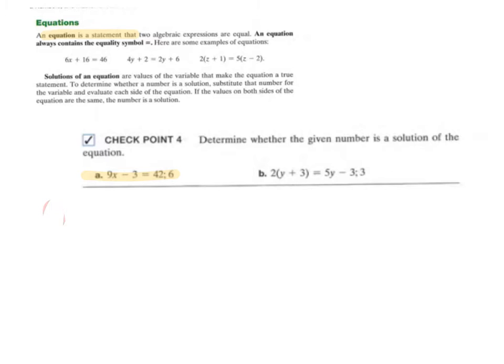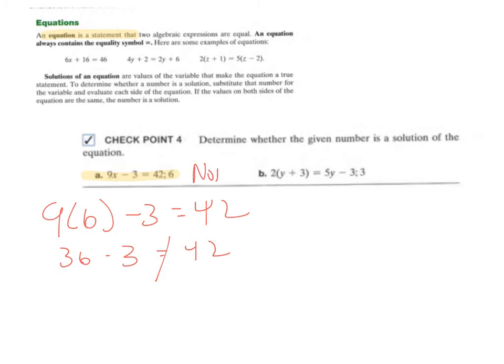Erase this. I'm going to substitute the 6 where the x goes, because that's what it says, substitute. And I'm going to see if this is true or not. So this is 36 minus 3. Does that equal 42? It does not equal, so this is not an equation, or 6 is not a solution. So a solution is a value that works or makes it true.